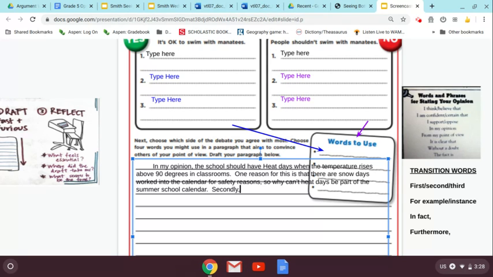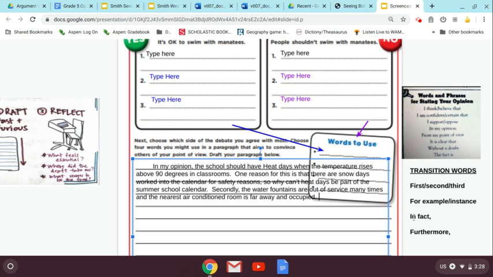Secondly, comma, the water fountains are out of service many times, and the nearest air conditioned room is far away and occupied.